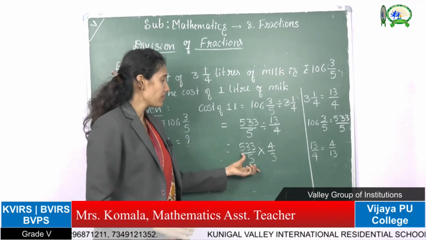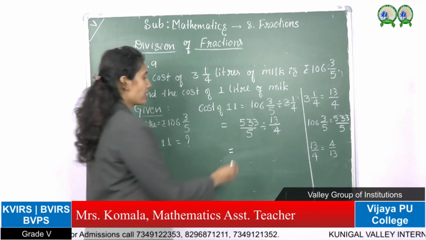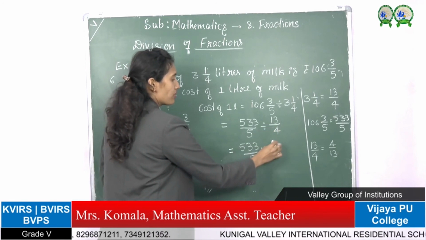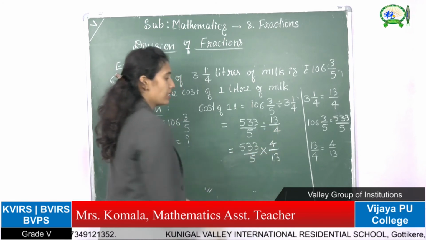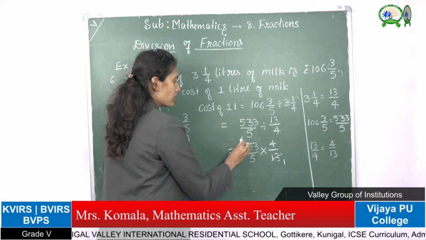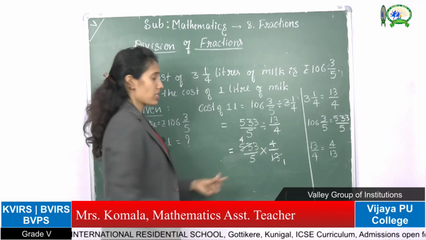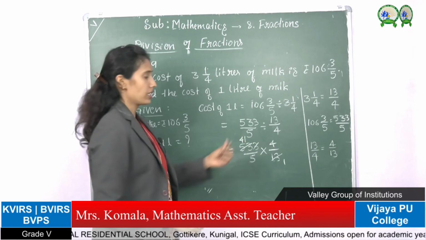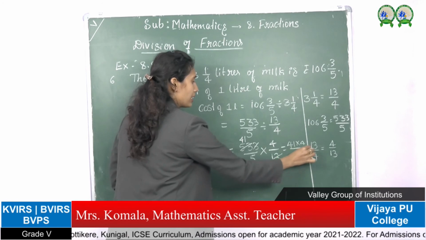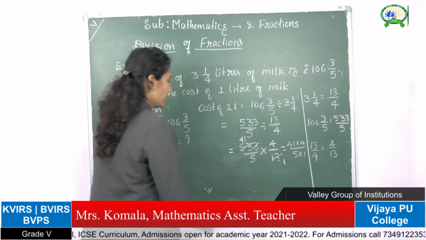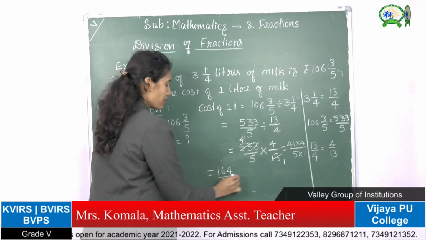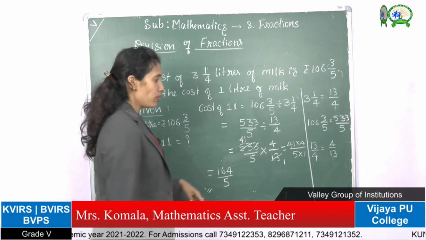Now how can you simplify this? Now we can write it as 533 by 5 into reciprocal of the divisor 4 by 13. Now simplify this. 13 ones are 13, 13 fours are 52. How much remains? 1 remains. 13 ones are 13. Now in the numerator 41 into 4 and in the denominator 5 into 1. Now 41 into 4. 4 ones are 4, 4 fours are 16. 164 by 5. Now it is an improper fraction.